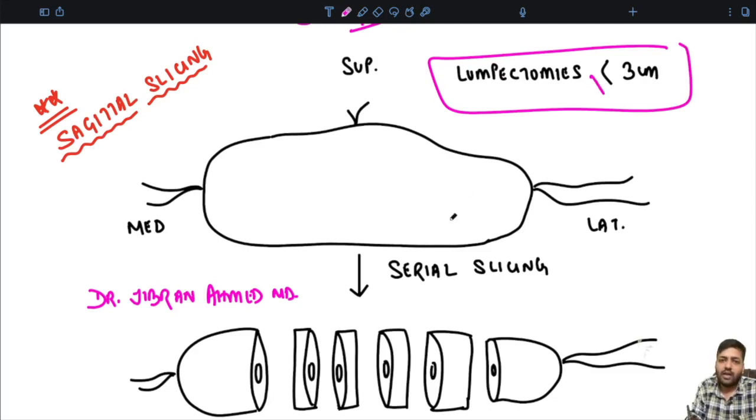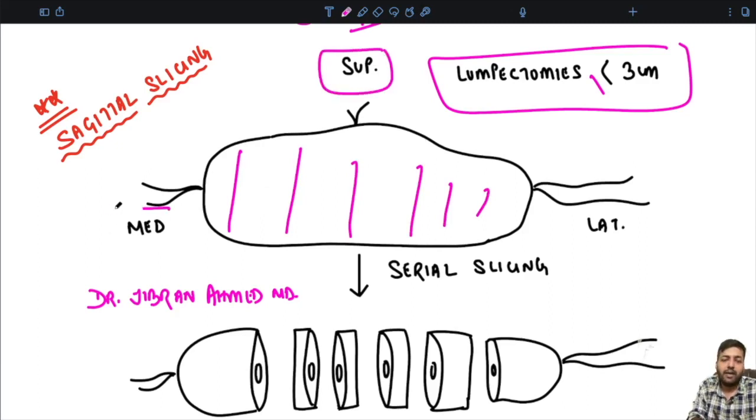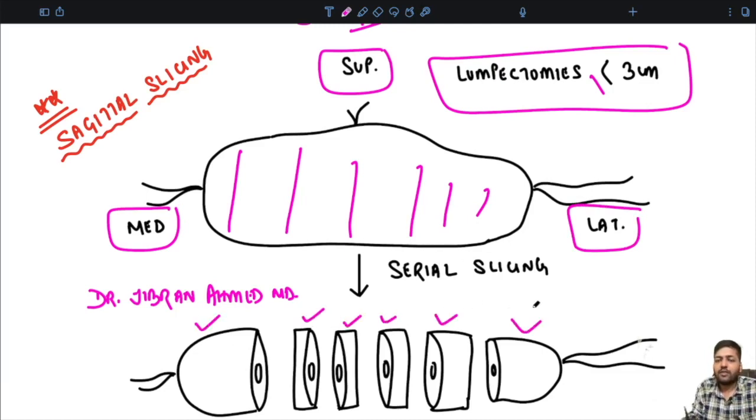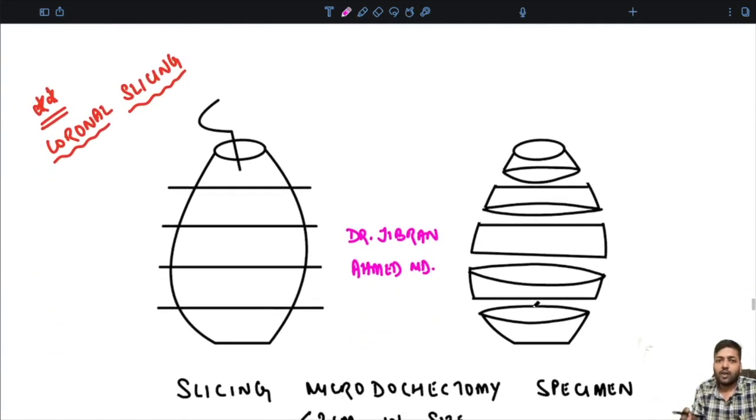This is how the specimen is oriented: short superior, medium medial, long lateral. There is a serial slicing over here, as you can see: 1, 2, 3, 4, 5, 6. All these are serially sliced, wholly embedded, and given for tissue processing. This is the sagittal medial to lateral slicing. Then this is the coronal, anterior or superficial to posterior or deep, as you can appreciate over here, and the specimen is completely submitted.